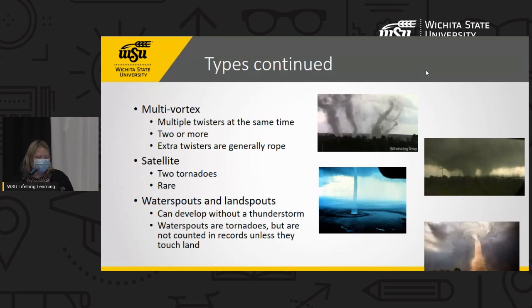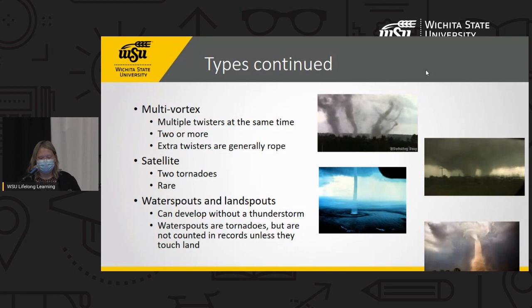And there's also water spouts and land spouts. And these are interesting because they can actually develop without there being a thunderstorm present. So they're just developing because of the differences in temperature and pressure and the way the winds are pushing on each other and starting to spin.